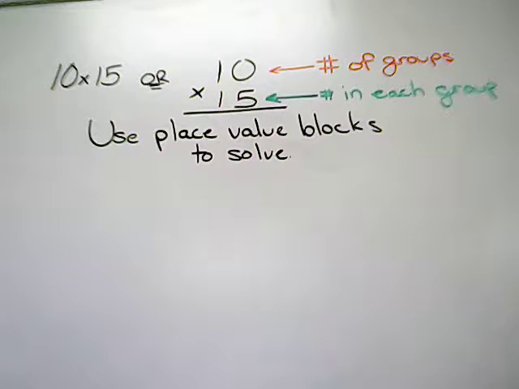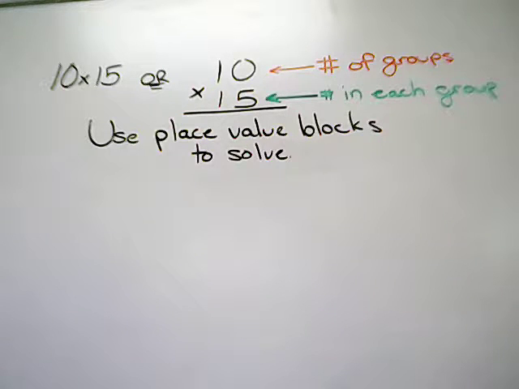We've had a good discussion over the last 2 days of how to use the area model, the box way, to solve double-digit multiplication problems. Today what I'd like to focus on is using place value blocks to help you solve. While it may not be as convenient as the box method, it is just as important to understand this.